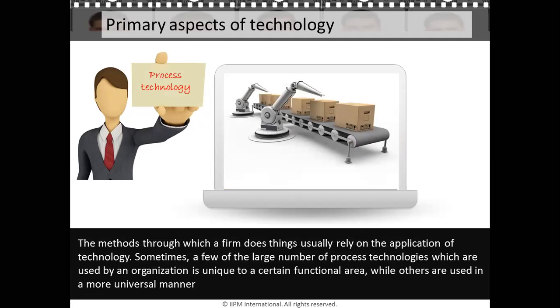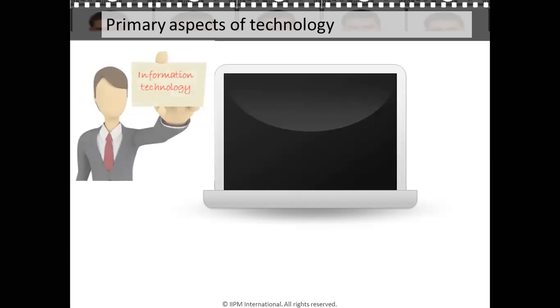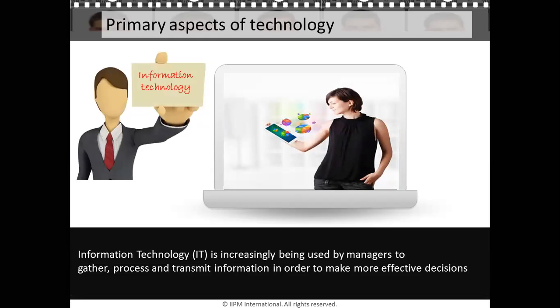Process technologies, the methods through which a firm does things, usually rely on the application of technology. Sometimes a few of the large number of process technologies which are used by an organization are unique to a certain functional area, while others are used in a more universal manner. Information technology is increasingly being used by managers to gather, process, and transmit information in order to make more effective decisions.